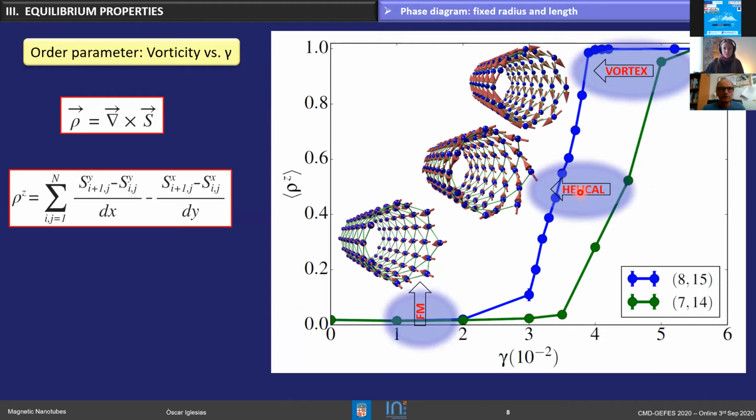So it seems that the vorticity parameter helps us to understand what is the general phase diagram for a given radius and length. What we see is that the spins are ferromagnetically aligned for low gamma, forming a perfect vortex at higher gamma. But in the middle, we see this kind of helical structures in which the spins tend to follow the axis in which we have folded the lattice.